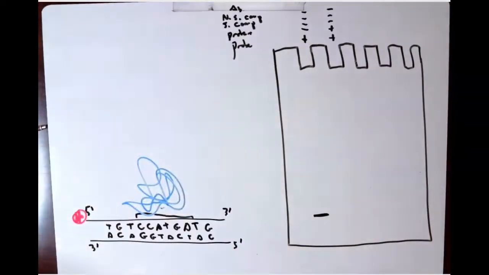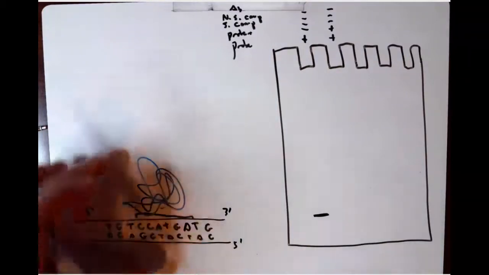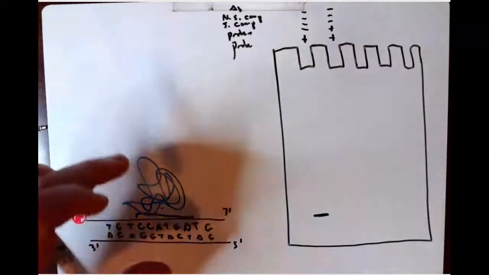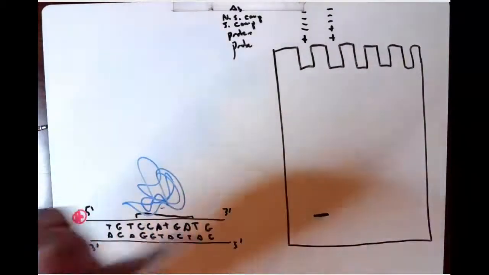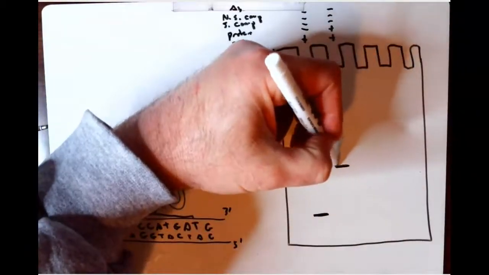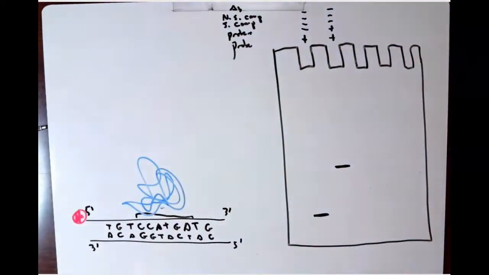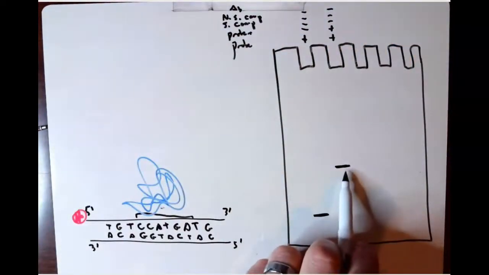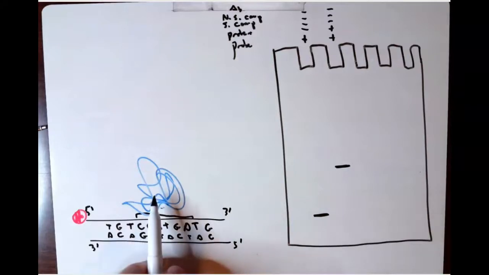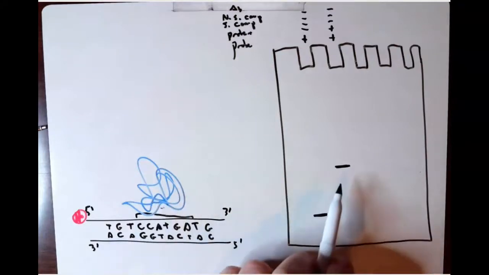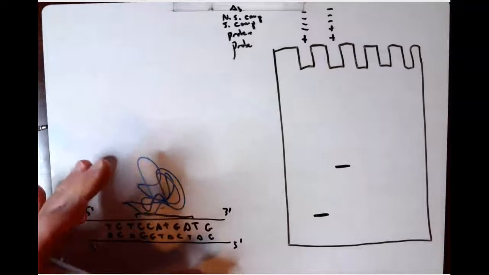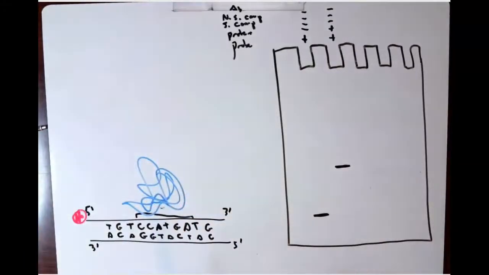This complex is a higher molecular weight. It has more mass, more size, more surface area than the probe alone. And so when we run this in the gel, because the protein is bound to that DNA, we're going to get a shift in the gel. That's the gel shift. So this represents the migration of the probe and the protein bound to it, which runs slower in the gel because it's larger in volume and larger in mass.